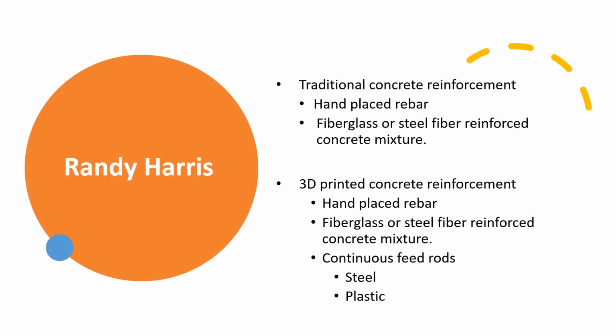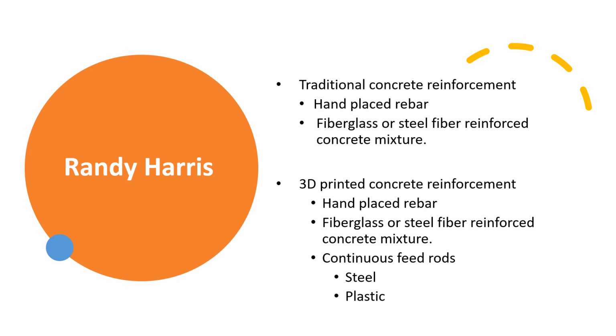Traditional concrete and 3D printed concrete share some of the same reinforcement techniques. Both use steel rebar and fiber additives into the mixture for structural strength. With the addition of the steel fibers or the glass fibers, this gives you an enhanced structural strength and durability with both types of concrete.